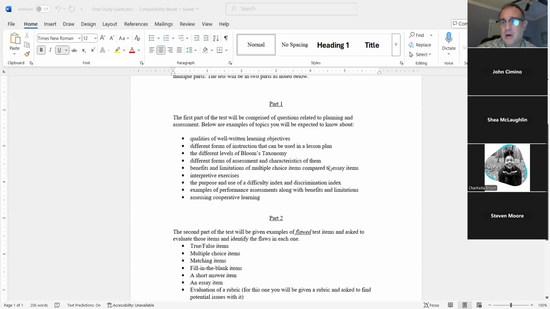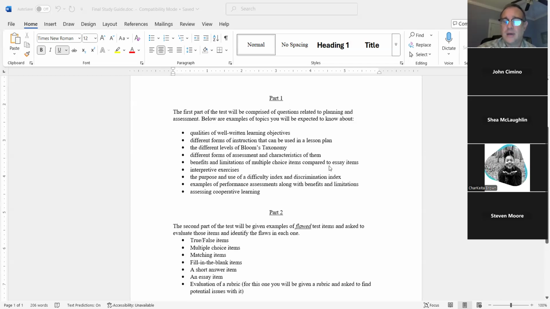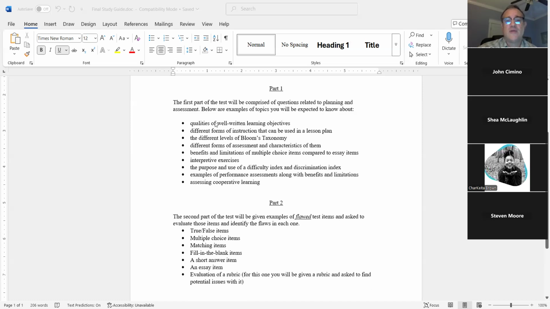There are two main parts for the final exam. The first part is questions related to planning and assessment. For instance, here are some of the topics that will be covered on that part. The qualities of well-written learning objectives. That should be like the back of your hand by now. Different forms of instruction that can be used in a lesson plan. So that might think about the procedures part of the lesson plan.